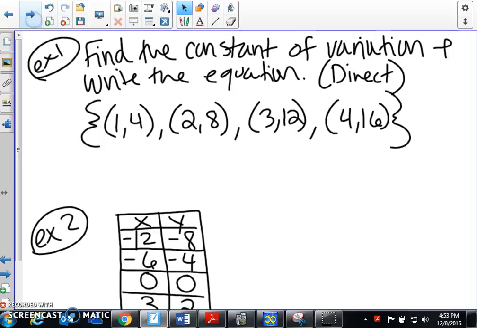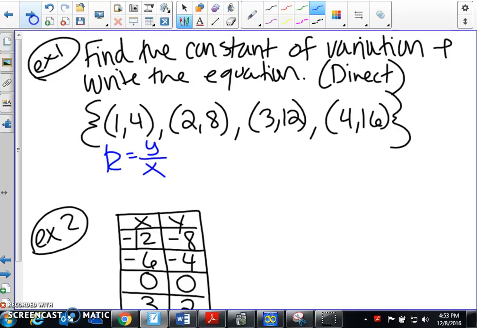All right, let's do some examples. So there's a couple different things that they could ask us for in terms of direct variation. They could say, find the constant of variation and then write the equation. And they're telling us once again that it's direct. So let's start with this first one. So the constant of variation is y over x. So y over x is 4 over 1. So my constant of variation is 4.